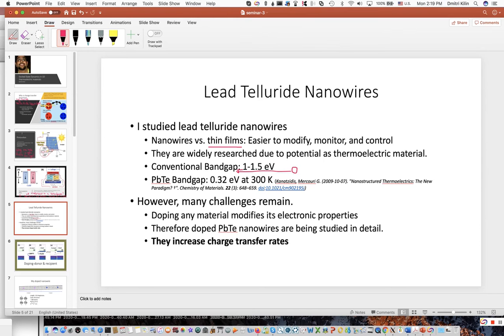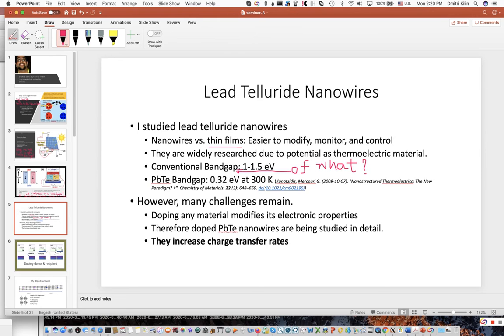The conventional band gap for regular semiconductors is around 1 to 1.5 electron volts. However, the lead telluride band gap is around 0.32 electron volts at 300 Kelvin. So that's really, really good as opposed to a regular band gap. However, many challenges remain.